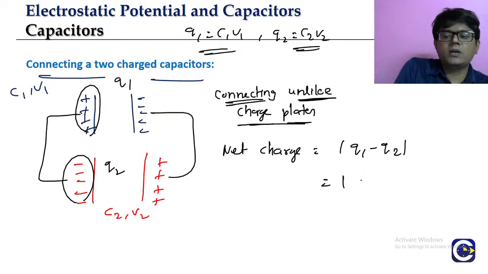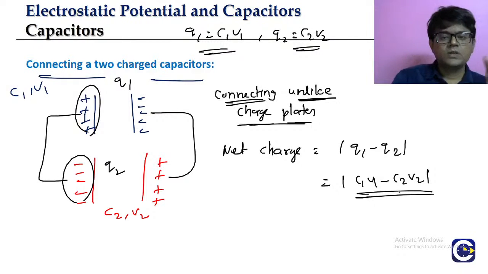So what is it? Modulus of C1V1 minus C2V2. So what is the net charge available? Plus and minus will cancel. If Q1 is equal to Q2, then what happens? They will fully cancel. That's it, it's finished.